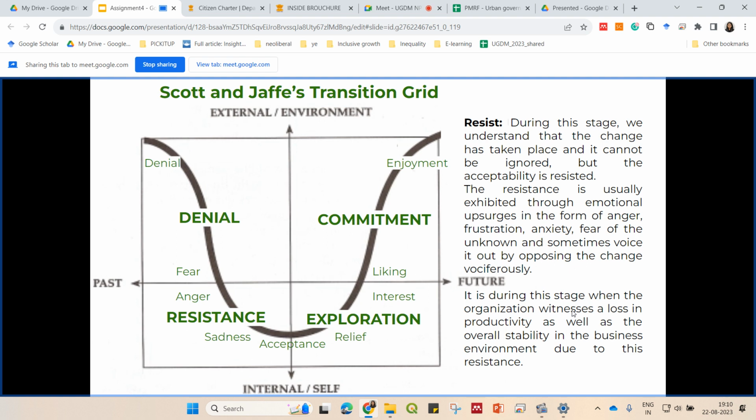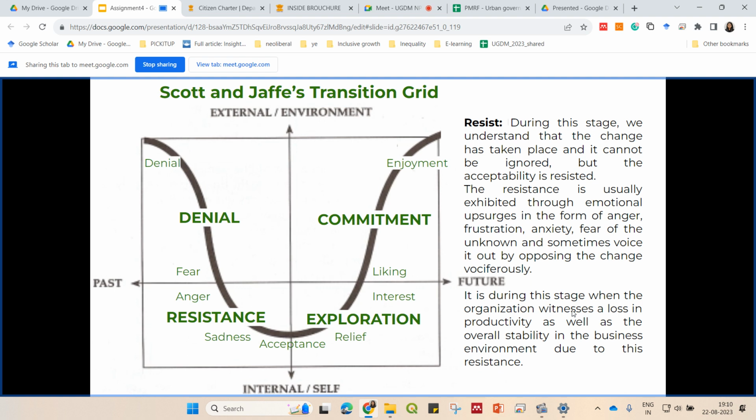Next stage. After denial comes the stage when they can't deny the change anymore, when they know the change has arrived. They can't just live with the delusion that it is not there, because now they have to accept the fact that the change is here, and this is something which is happening. Then comes the stage of resistance. During the resistance stage, it starts with fear.